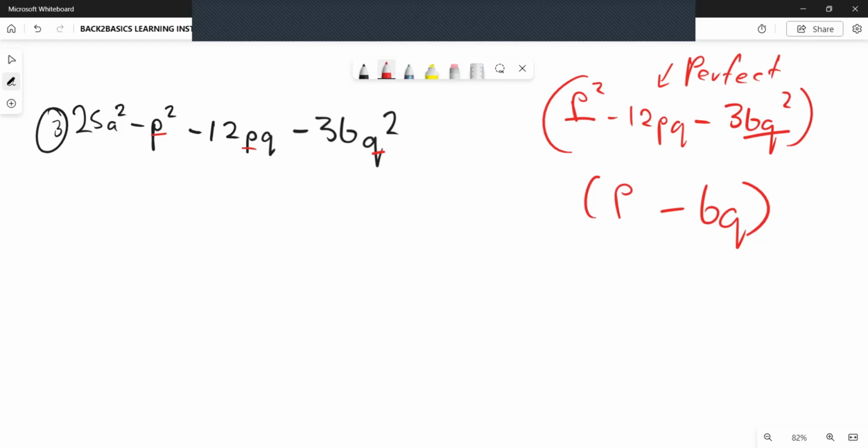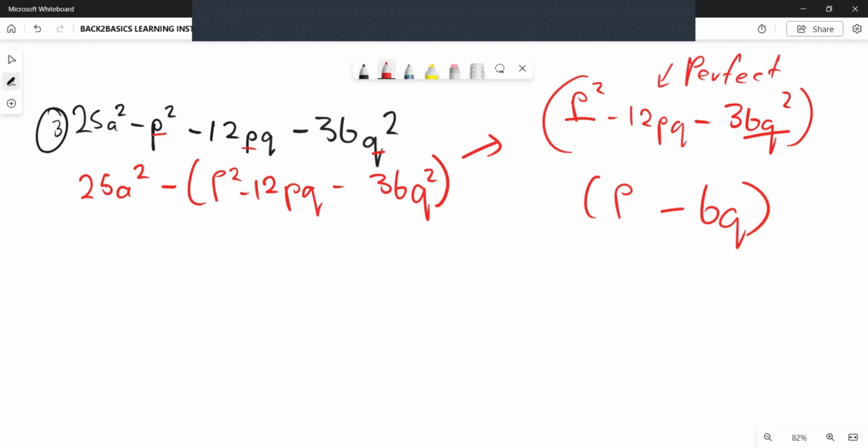So now let's see what it is that we can do here. We're going to say this is going to be 25a squared subtract, now in brackets, p squared subtract 12pq subtract 36q squared altogether. And as I said, this is your perfect square, right? So this is actually the same as 25a squared subtract p subtract 6q, squared. This is how you can also write this.